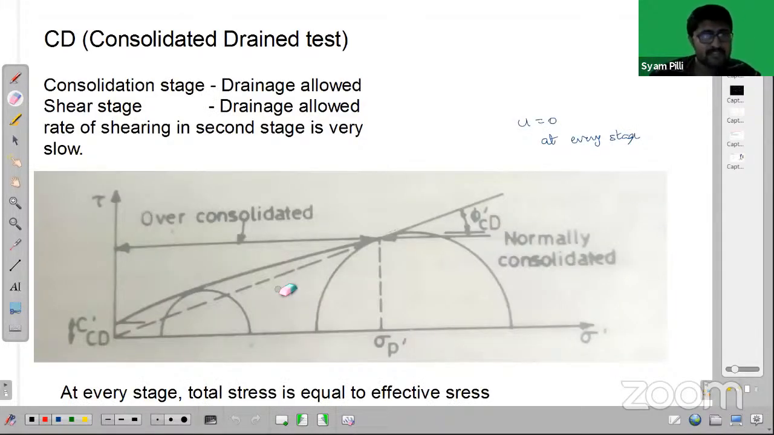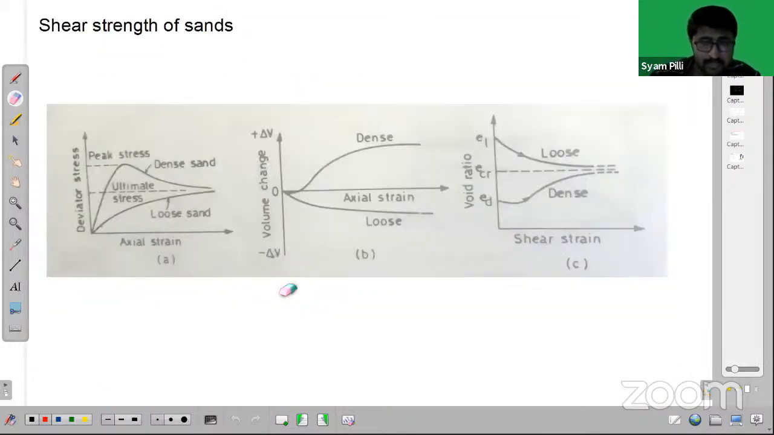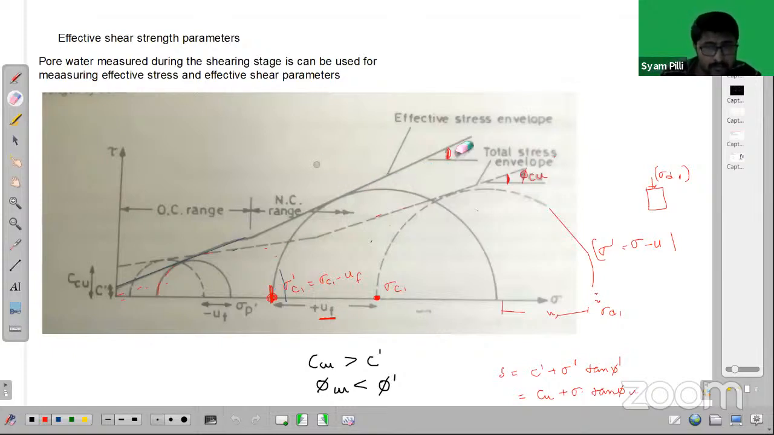So this is the CD test, consolidated drained test. And one more thing I have to tell here. So this curve, this is what we know. We are not getting this curve directly, right? This is the effective stress curve we are talking about. Earlier we got this curve because it is undrained, CU, consolidated undrained. In the undrained case we find out the pore water pressure, so we are shifting from the total stress to the effective stress. Then we get this effective stress path here, right?